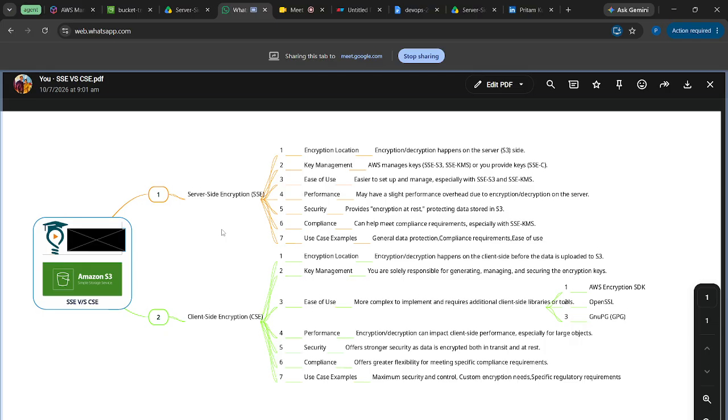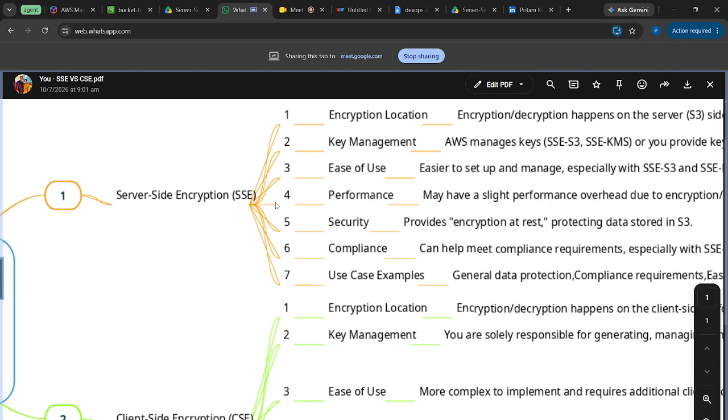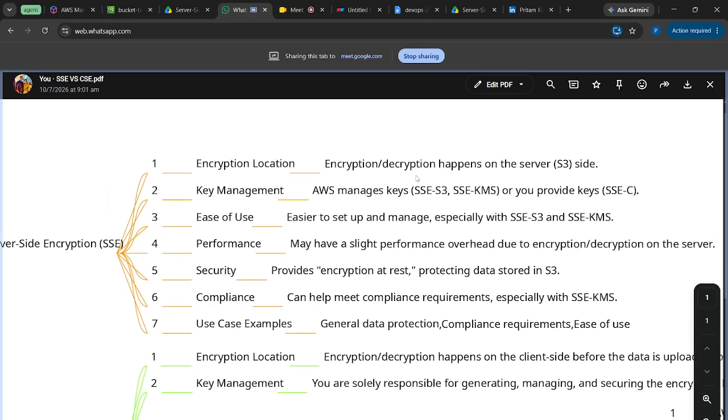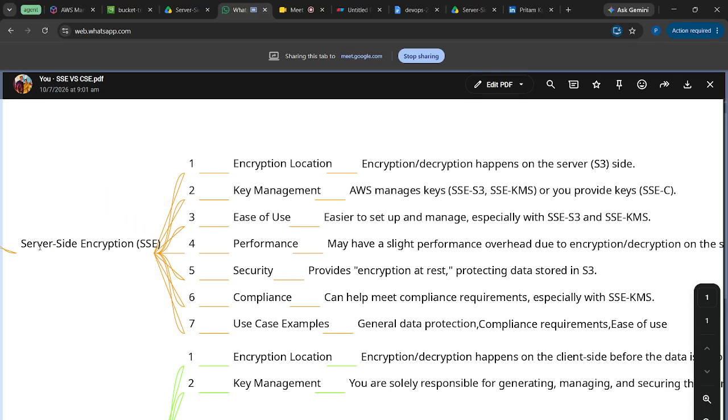What is the basic difference and what are the things? So basically this is the scenario which we are going to see in our S3 bucket encryption process. Okay. So now let's take a look at server side encryption. Let me zoom in. I am going to discuss server side encryption, which is SSE.